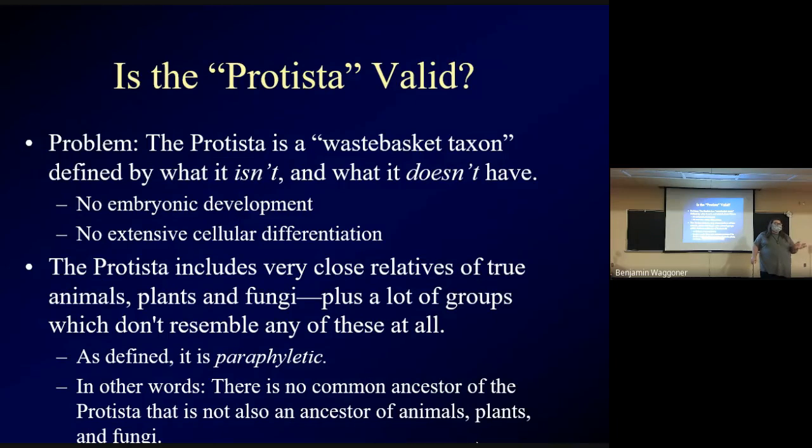So as we define the protista, it's paraphyletic, meaning it includes some descendants of a common ancestor, but it doesn't include all. The last common ancestor of everything we've called the protista was also an ancestor of animals, plants, and fungi.